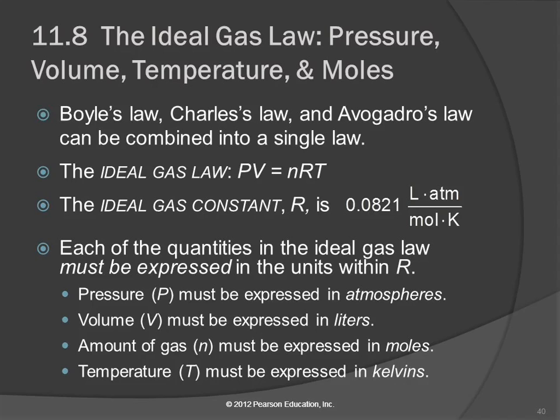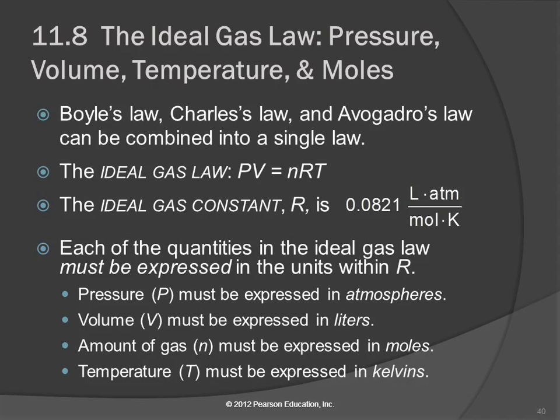If we're going to use the ideal gas law with this constant, then we have to use the units that are in this constant. This is a wacky set of units, isn't it? Liter times atmospheres divided by moles times Kelvin. But that tells us what units to use for everything else. So pressure has to be in atmospheres, volume in liters, amount of gas in moles, and temperature in kelvins.